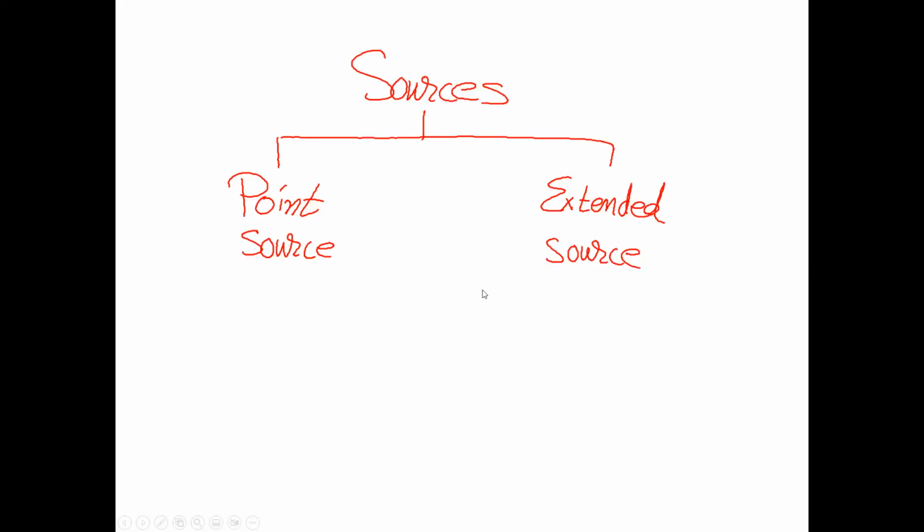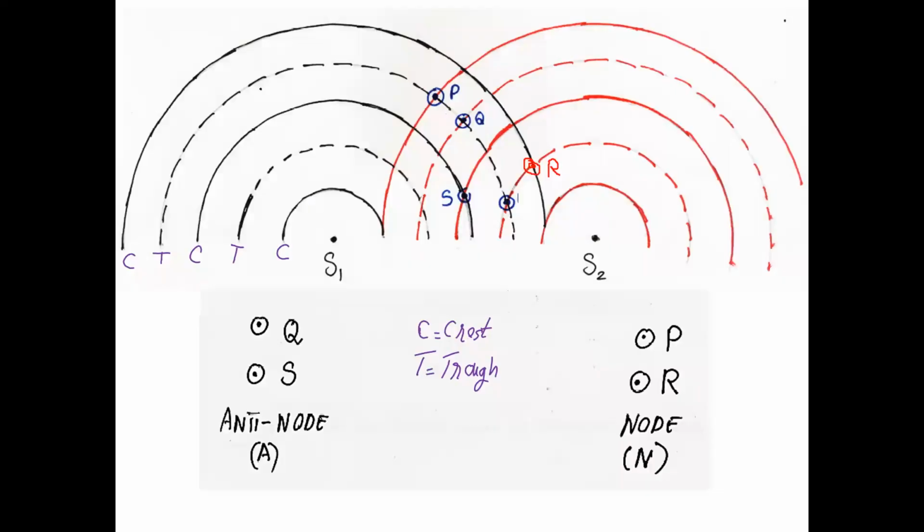So I hope you understand this concept. There are two types of sources in our course. One is called a point source and the second is called an extended source. A point source is very sharp. Look, these are two point sources, S1 and S2. They are generating waves, and the waves are interfering with each other. At some points they interfere constructively and at some points destructively.